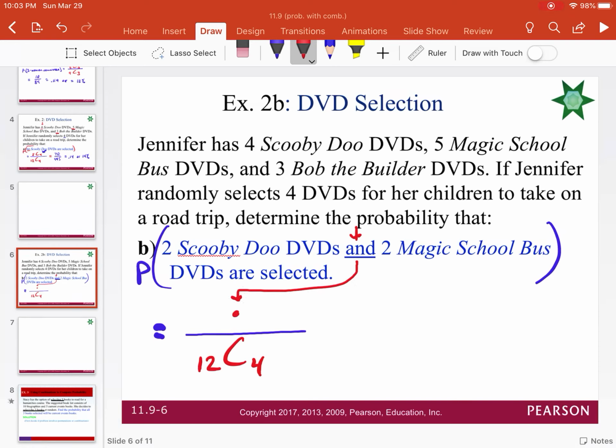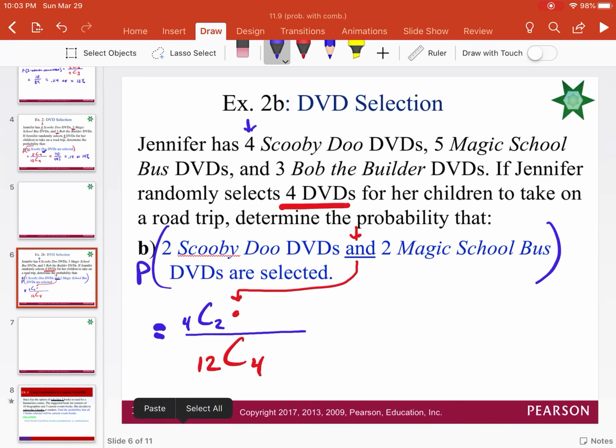Okay, let's do the 2 Scooby-Doo DVDs first. If my group of 4 DVDs has to have 2 Scooby-Doos, it must. Well, the first part of my group would be picking, how many Scooby-Doo DVDs are there? 4. And how many am I picking? 2. So that will be the total number of 2 Scooby-Doo DVD groups possible. All right, 4C2.